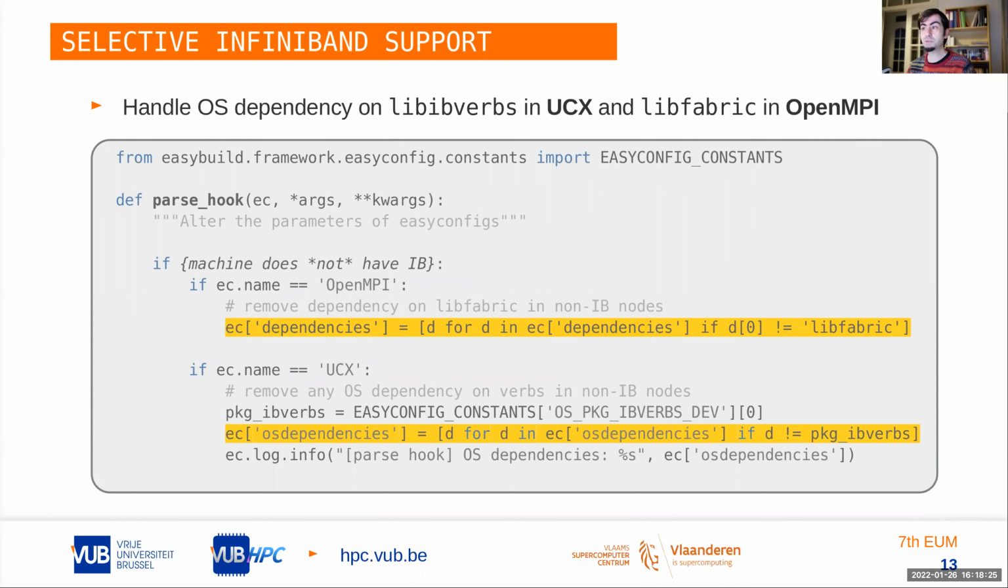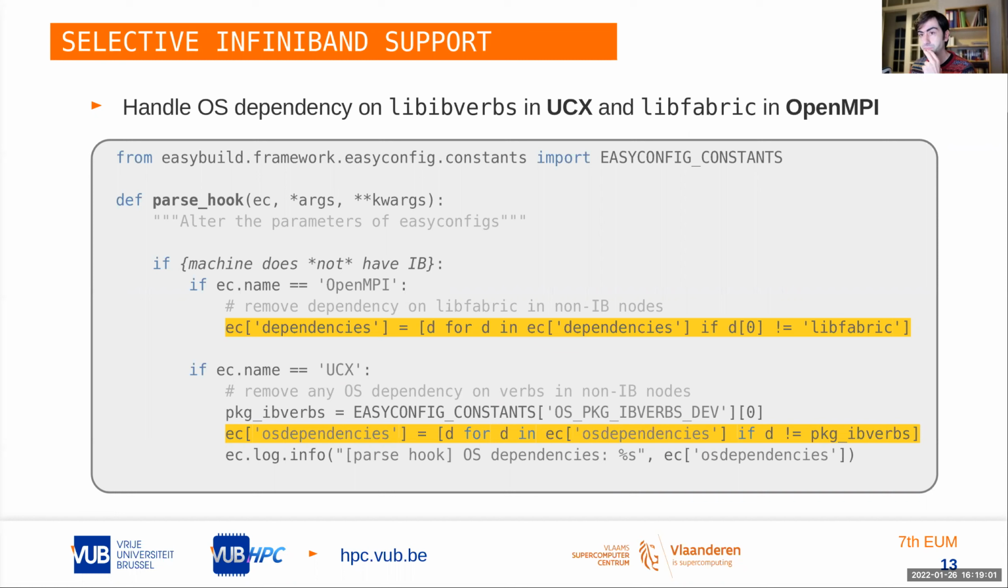The parse hook is a little bit different from the pre-configure hook, as that's the hook that is executed whenever the easyconfig is parsed. So here, the information of the easyconfig is not in the self object, but in the ec object. So pay attention to that. But you can just modify the easyconfig parameters easily as they are available as a dictionary in this method.